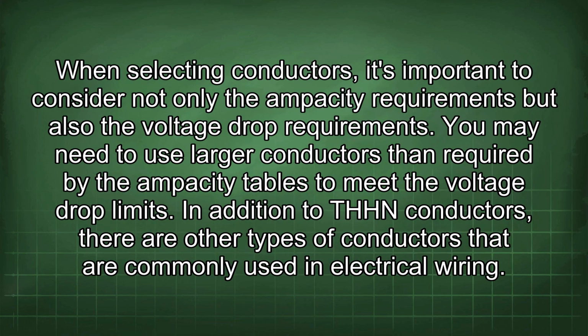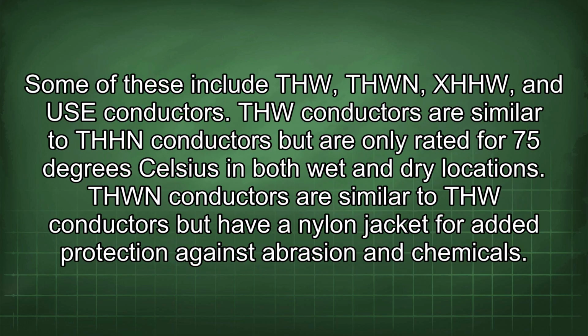When selecting conductors, it's important to consider not only the ampacity requirements but also the voltage drop requirements. You may need to use larger conductors than required by the ampacity tables to meet the voltage drop limits. In addition to THHN conductors, there are other types of conductors that are commonly used in electrical wiring. Some of these include THW, THWN, XHHW, and USE conductors.